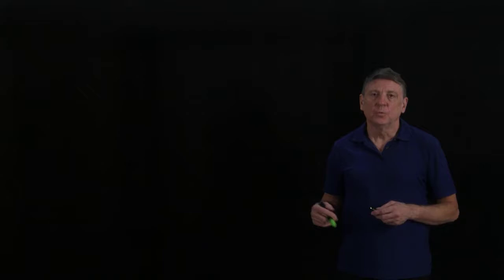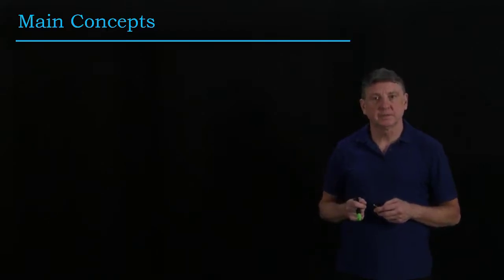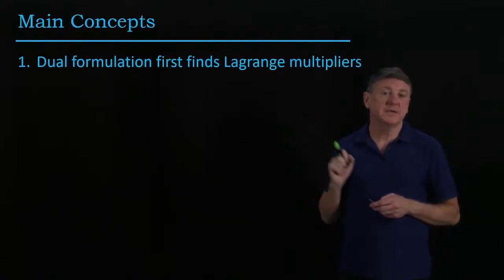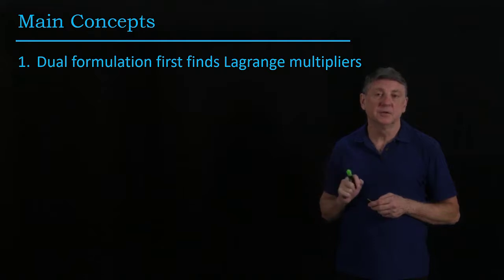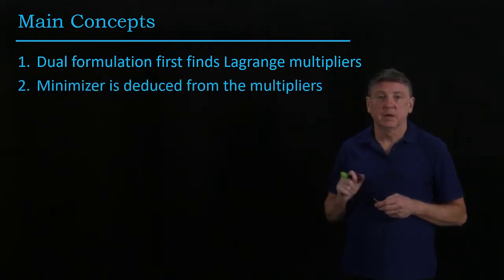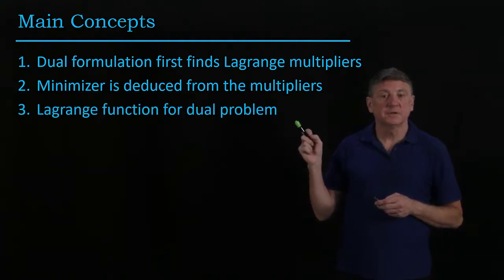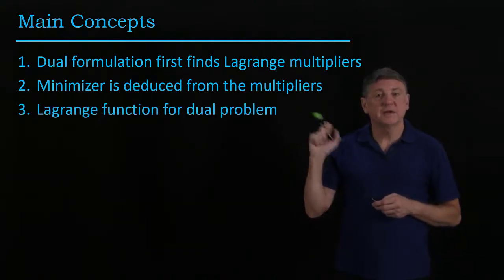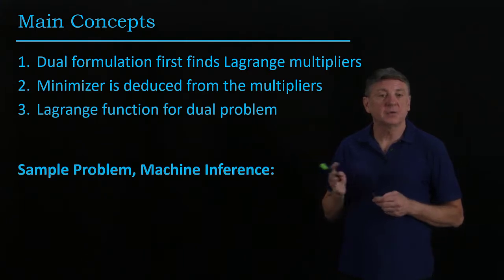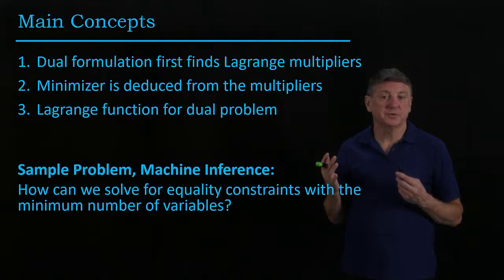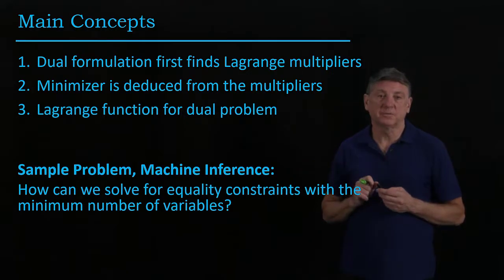Welcome. In this lecture, which has multiple sessions, we'll explore how to write the Lagrange function using what's called the dual formulation. The main concepts for this lecture are that the dual formulation first finds the Lagrange multipliers and then solves the optimization problem. The minimizer is deduced from those multipliers. The Lagrange function is very commonly expressed as a dual problem. And our sample problem for this lecture is how can we solve for equality constraints using the minimum number of possible variables.